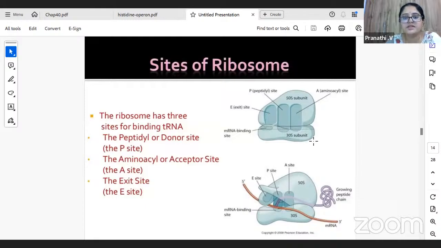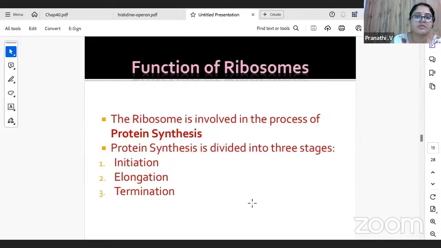Now, when it comes to the site of the ribosome, only when both the units are attached does it form an active ribosome. Otherwise, the larger subunit and the smaller subunit are going to be present in a free manner. So you have a peptidyl donor site, an amino acid acceptor site, and an exit site. This is necessary for the production of protein synthesis.